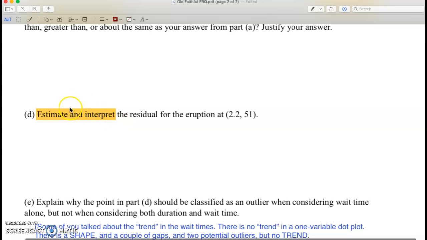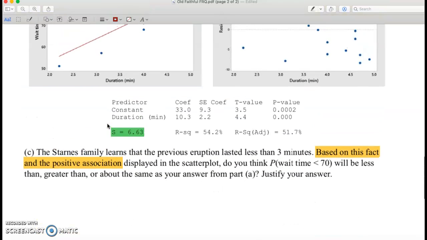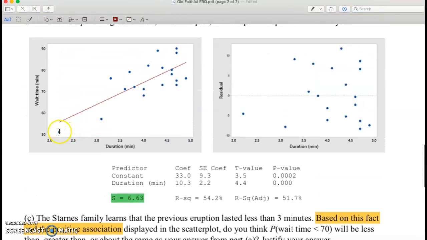Part D, you had to estimate or calculate and then interpret the residual. I think they're saying estimate because if you don't have to use a calculator this year, then you might just look at the graph and try to say, well, how far away is that dot from the line? Looks like it's about 5 maybe. And because it's below the line, the residual would be -5. So they allowed you to kind of ballpark it and say -5.